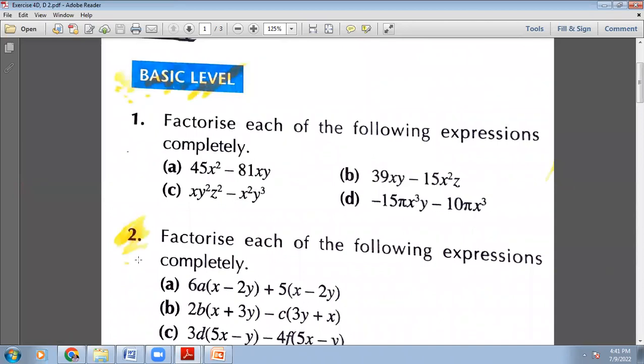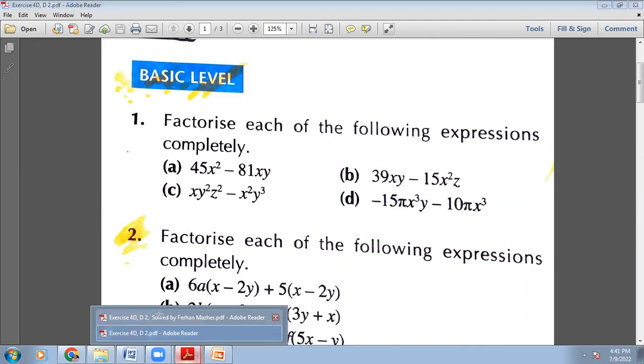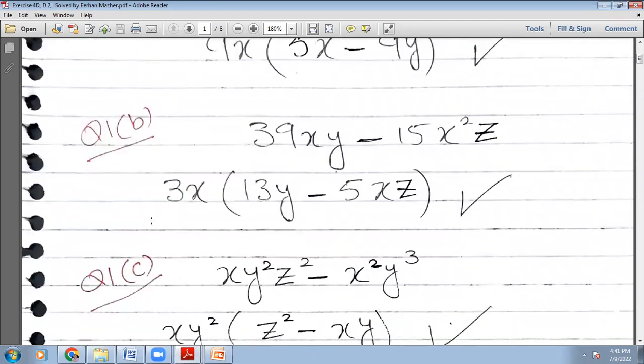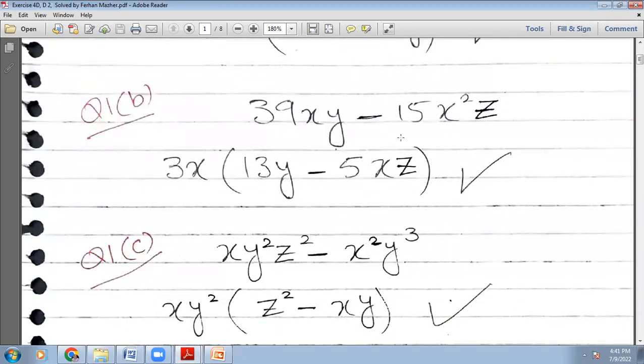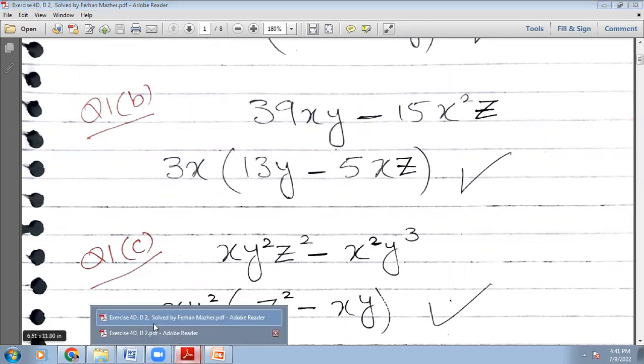B part, 39xy minus 15x squared z. 39 and 15 can be divided by the table of 3. And the x is also common, so take 3x common. So 39xy divided by 3x, you are left with 13y. When you divide minus 15x squared z by 3x, you are left with minus 5xz. So this is how you do question number 1, B part.